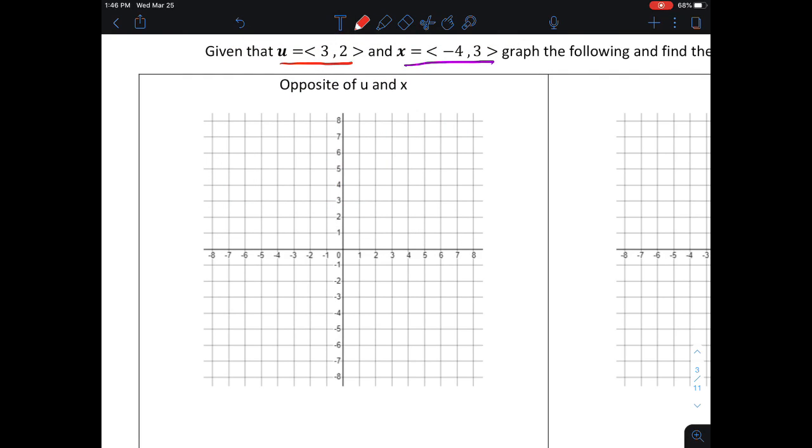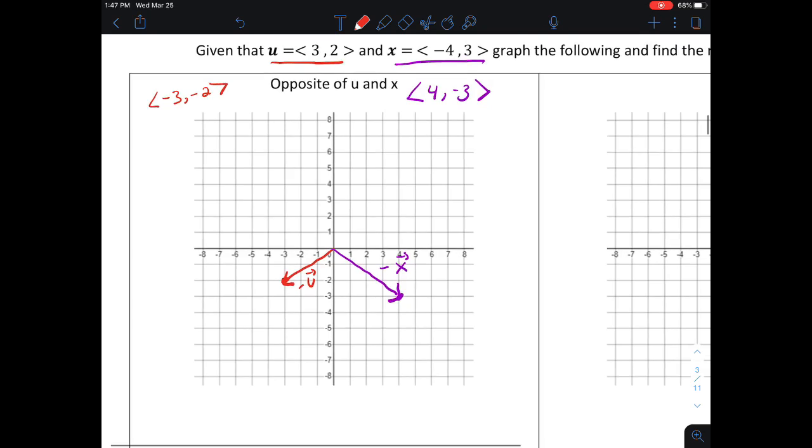So the opposite of u, if u was 3, negative 2, the opposite of u is going to be the vector where I negate both terms. So it goes the exact opposite direction. So it'd go left 3, down 2, and there is the vector pointing in the opposite of u. The vector pointing in the opposite of x, well, x was negative 4, 3, so the opposite of x, I'm going to change both the signs, would be positive 4, negative 3. So it'd go right 4, down 3, and I'd go from the origin to that one, and I'd see the opposite of x. Now basically, the opposite of x is just negative x, and the opposite of u would be illustrated with negative u.